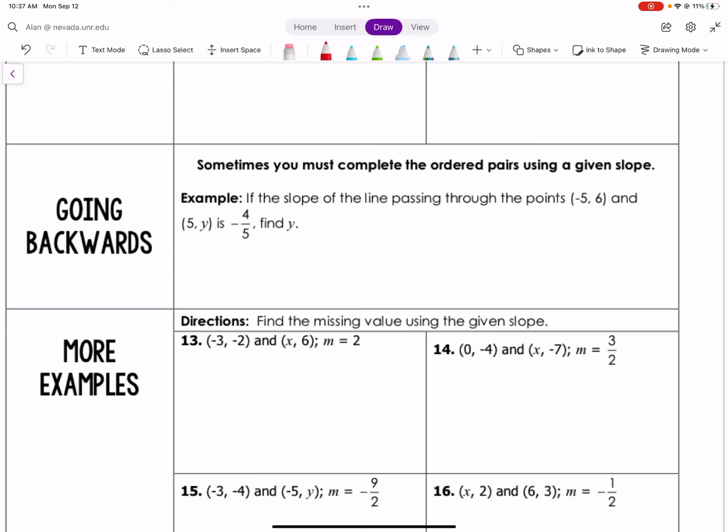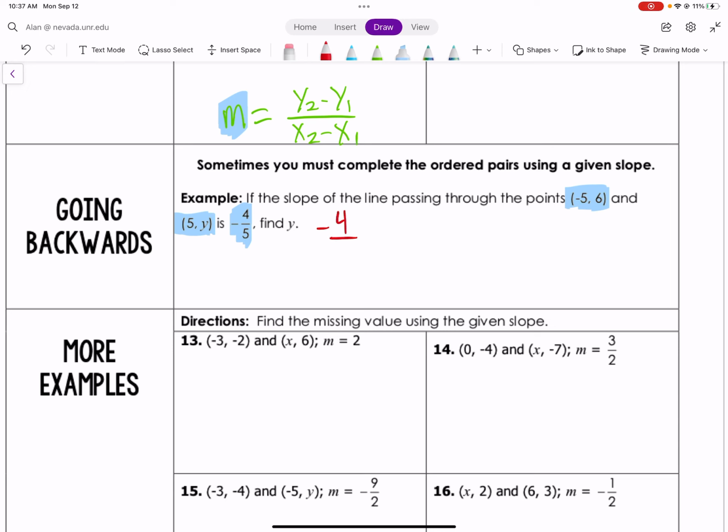Example, if the slope of the line passing through the points -5, 6 and 5, y is -4/5, we are going to find y. So we have our 2 points here. We have -5, 6 and 5, y. We are still going to plug in to our slope formula. And remember, our slope formula is m equals y2 minus y1 over x2 minus x1. But here we already know what our value of m is. Our value of m was given to us. It's -4/5. So we're going to start with that.